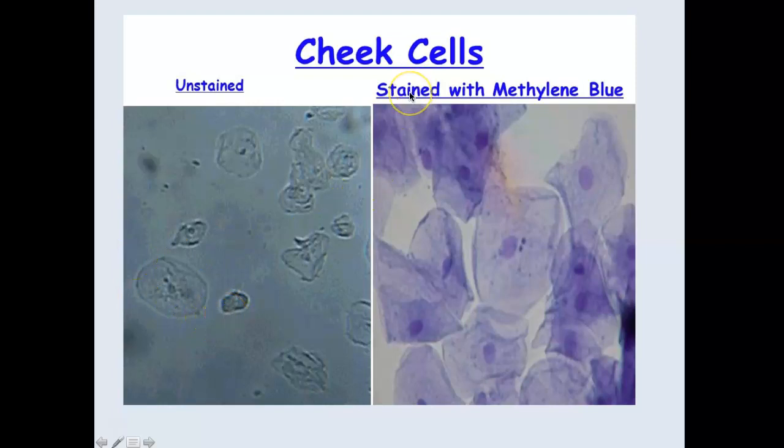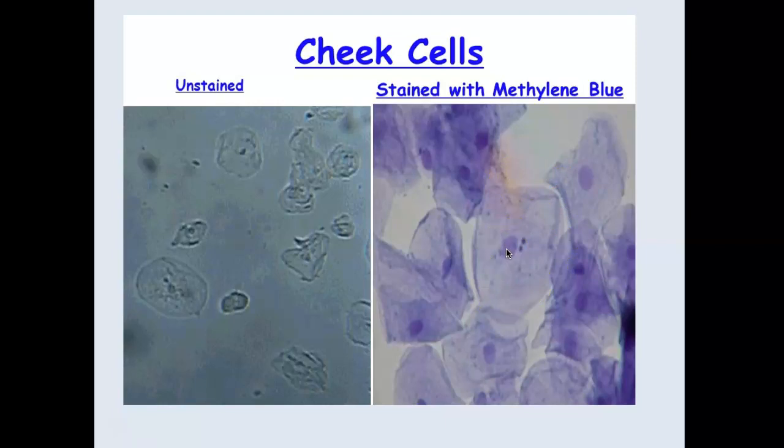And a stain is a colored substance, kind of like food coloring, but it's fancier, like methylene blue or iodine. But those will put a color onto your cells so you can really see the outline of them. You can really see the nucleus. Much easier to see. All right.